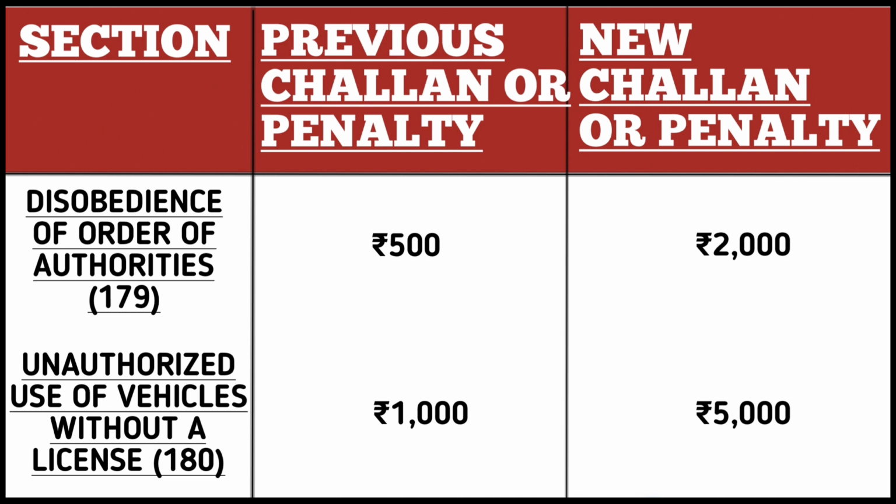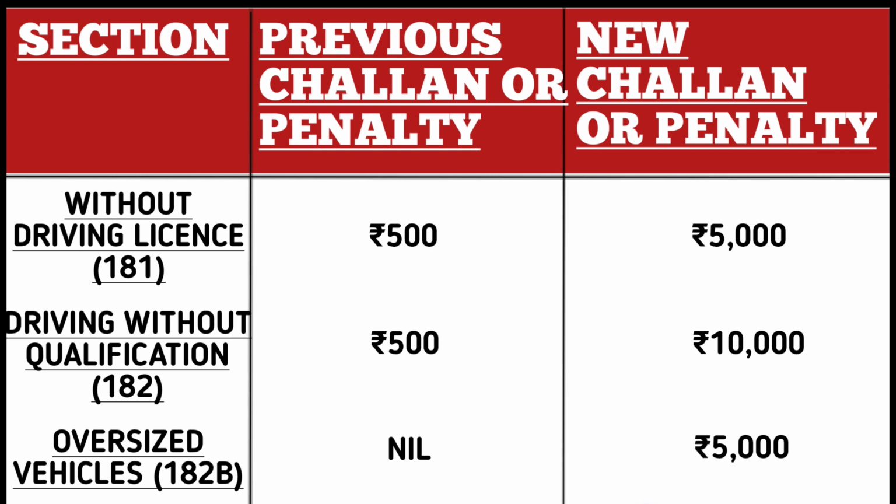The next is the disobedience of order of authorities, which means not obeying the orders of the government, which is covered under section 179, on which the penalty imposed prior to the amendment was ₹500 and after the amendment it was increased to ₹2000. The next is unauthorized use of vehicles without a license, which is covered under section 180. Previously the penalty imposed on it was ₹1000 and after the amendment it was increased to ₹5000.